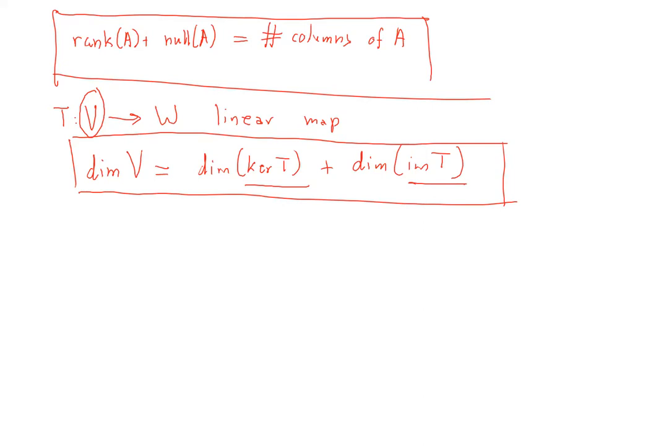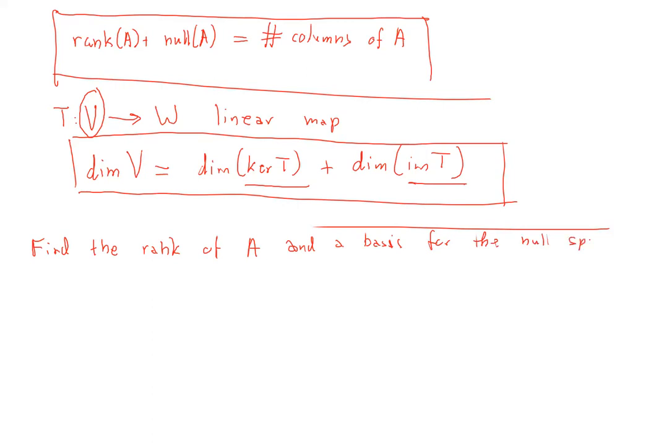Okay, any more questions? Why don't we do an example where we're going to find both a rank and the basis for the null space? So find the rank of A and a basis for the null space of A when A is 1, 3, -2, 2, 1, 1. Okay, so find the rank and the basis for the null space of this matrix. Let me give you a couple of minutes to get started, and then we're going to do it together.